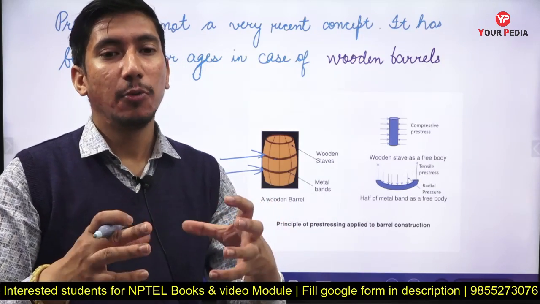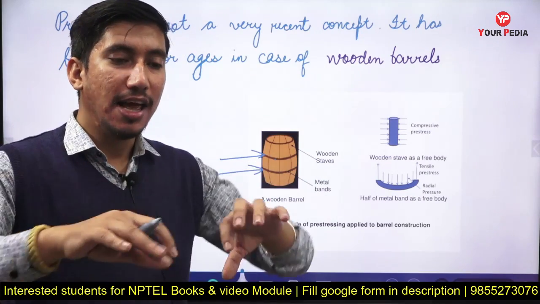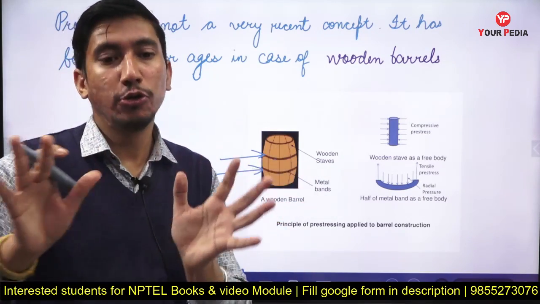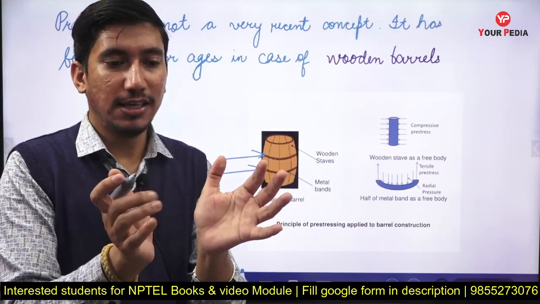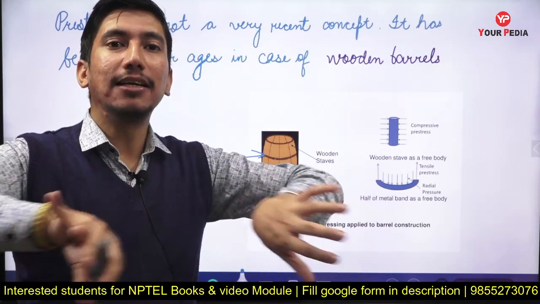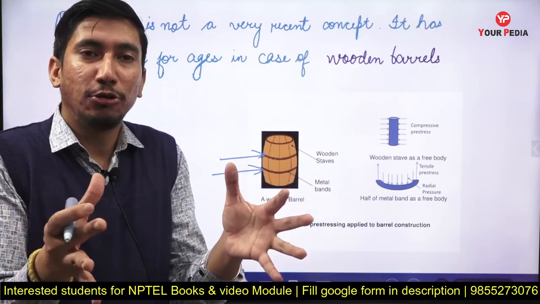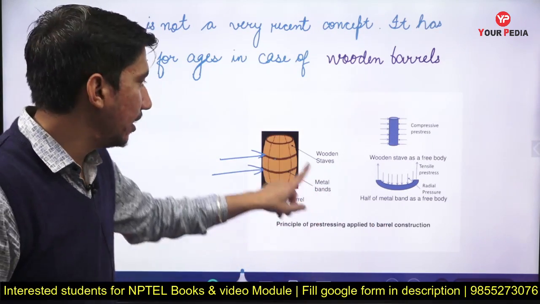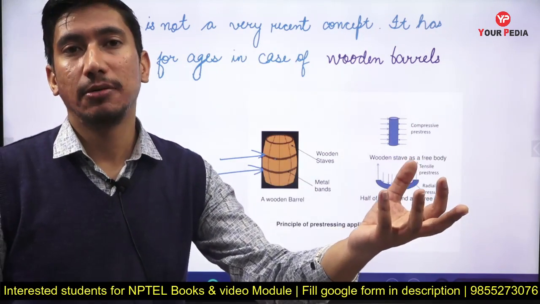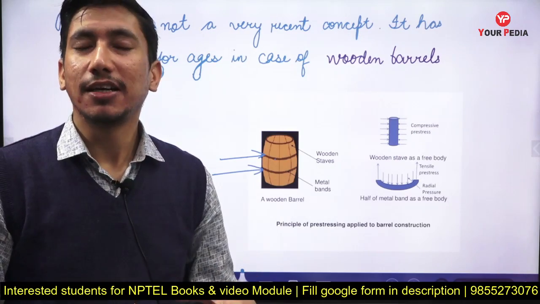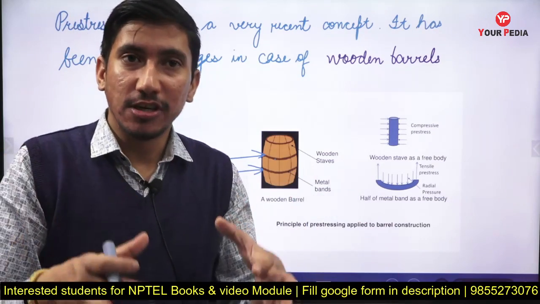So what will happen when it will try to contract? Now these wooden planks will not allow it to contract. It will say that you remain in your position, because buddy, I'm here, I will not allow you to move. So these wooden planks are applying tension over these metal bands, and these metal bands are trying to contract, so they are applying compression over these wooden planks. The wooden planks were originally under tension because of the water that is present in them, and because of these steel bands, now compression is coming over them.